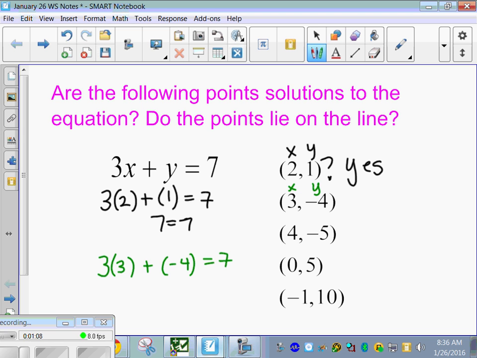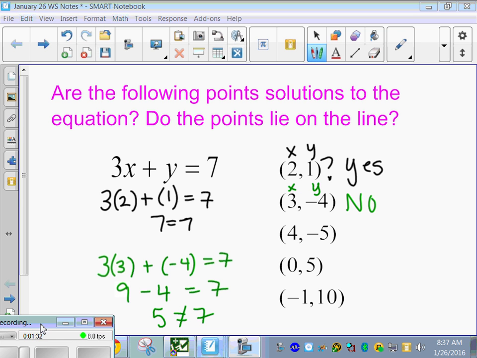What's 3 times 3? 9. What's 9 minus 4? And so we say to ourselves, so does 5 equal 7? No, it does not. So is this point on the line? Nope. Everybody good? Do we have to do the last 3? You guys got this? Okay. So plug them in, x for the x, y for the y, in each part of the coordinate. Some of you guys are still writing.